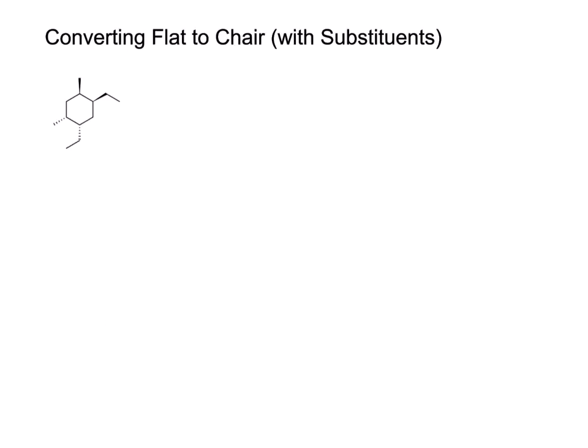Last but not least, we have to discuss how to convert a flat version of a cyclohexane with substituents to a chair version of the cyclohexane. So you can see here that I have a cyclohexane that is substituted 4 times. I have a methyl group and an ethyl group, both on a wedge, and then I have a methyl and an ethyl group, both on a dash. Let's see what this looks like in its chair form.